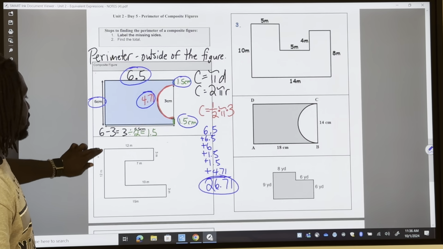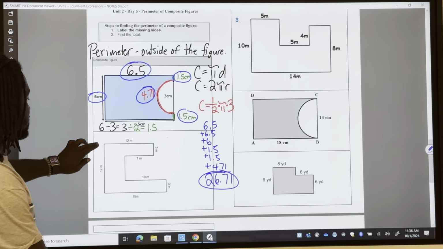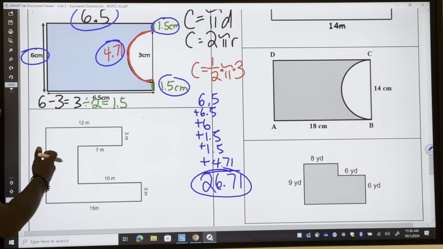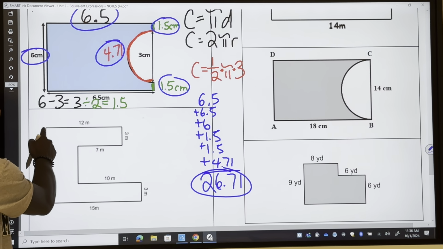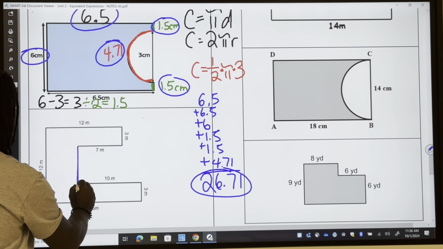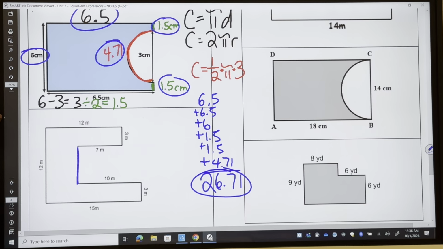All right, now let's look at the next one. Okay, the next one, we've got to start by finding the missing side. I've got to label the missing sides. Well, I have this one labeled, that's labeled. This is the only one that's not labeled. So I've got to figure out what that is, okay? And then I'm going to add up all the sides.